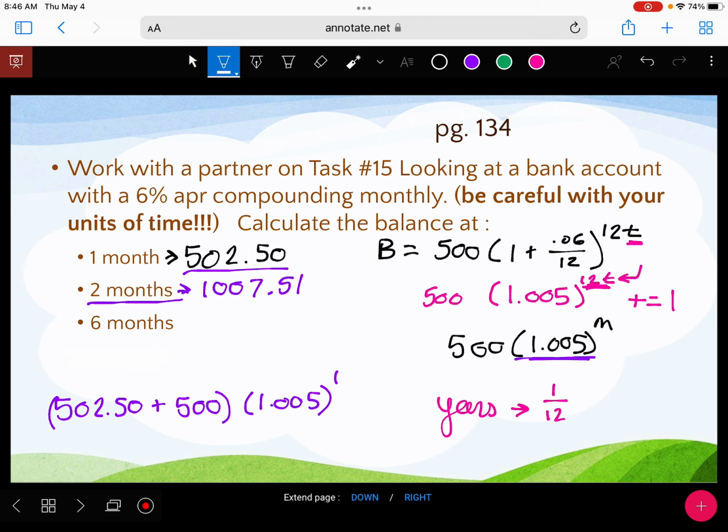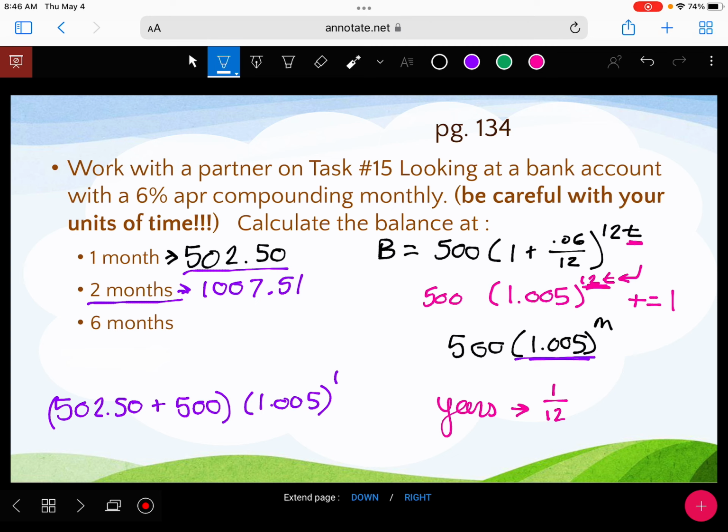Sometimes I make mistakes, so if you think you did it right, send me a picture and say, hey, what's going on, what happened? Don't just automatically assume that I'm right. I make just as many mistakes as y'all do, if not more.